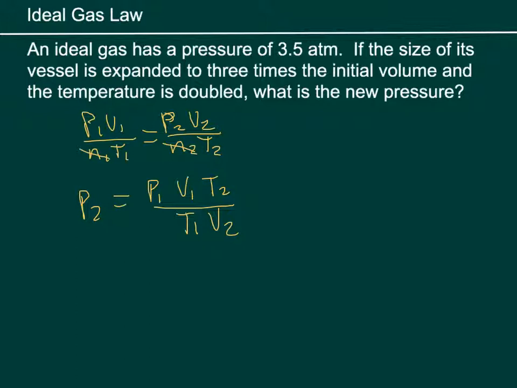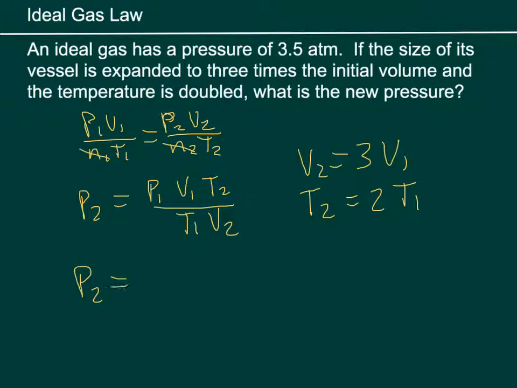So the size of the vessel is expanded to 3 times the initial volume. So I now know that V2 is equal to 3 V1. And the temperature is doubled. So I know that T2 is equal to 2 times T1, right? Doesn't really matter what T1 is right now. We're just looking at the initial concentration setup. So therefore, I'm going to sub these in.